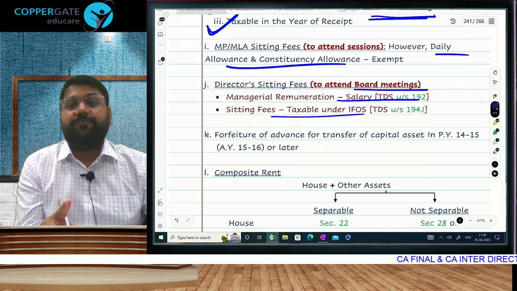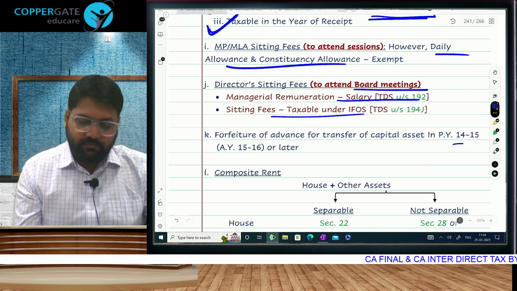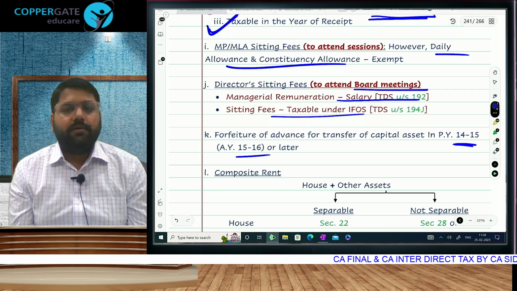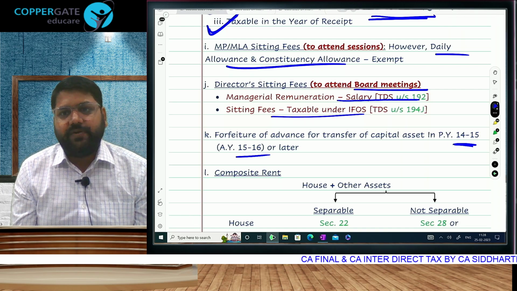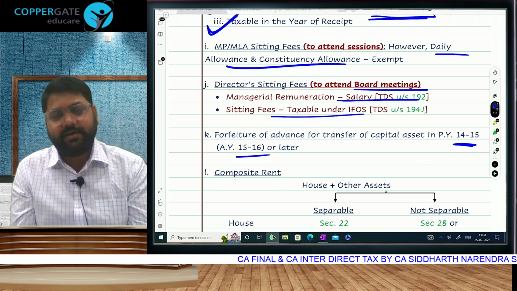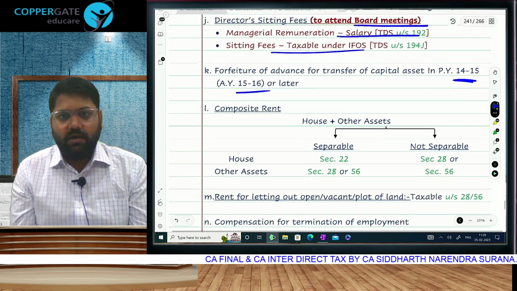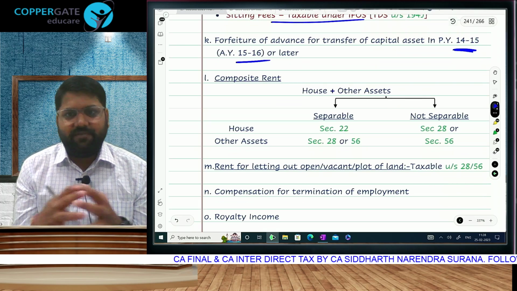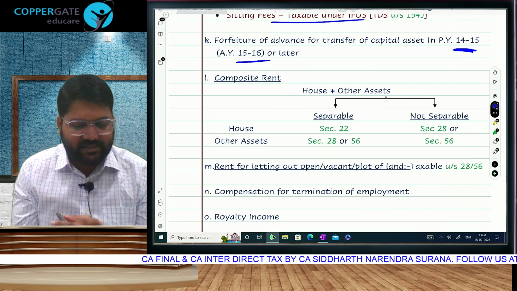Any advance money forfeited in 14-15 or later. Up to 13-14 it was subtracted from cost, but 14-15 or later, then it will be treated as income from other sources. Composite rent, when it is house and other assets, we've already discussed in house property.